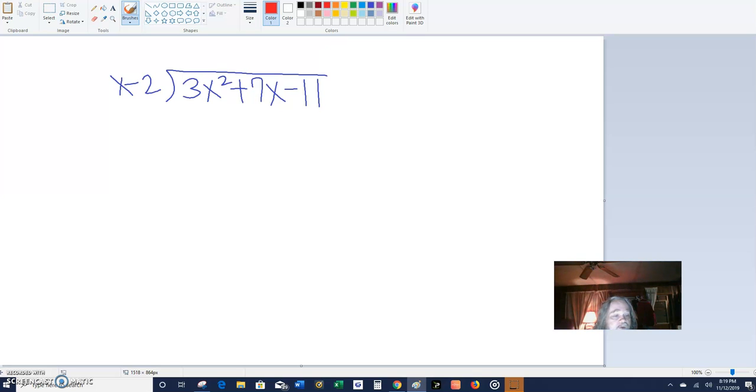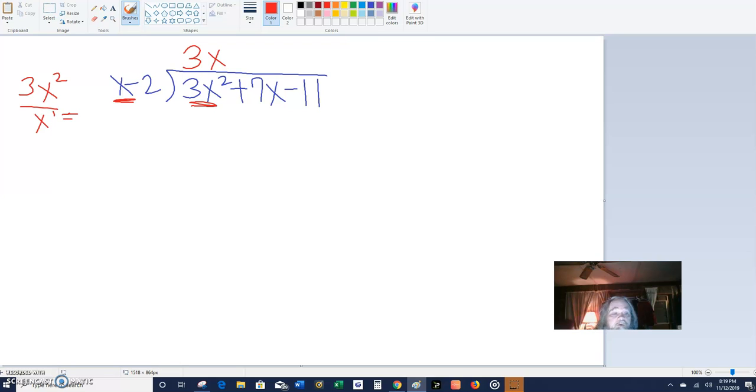The first step to long division, to figure out the first term in your answer, is to divide your first term by your first term in your divisor. So 3x squared divided by x. Using the quotient rule, you subtract the exponents. So that would give us 3x for the first term in our answer.